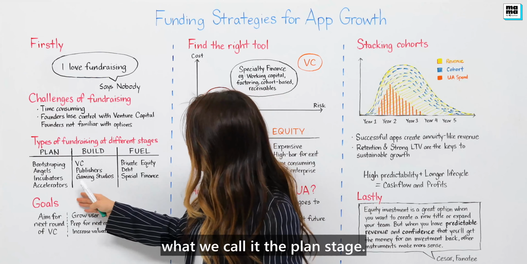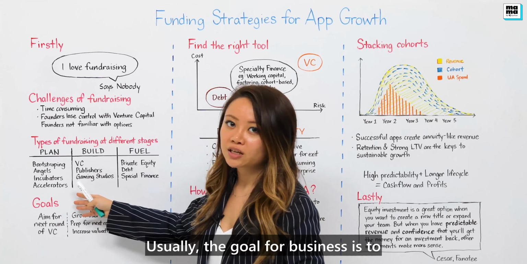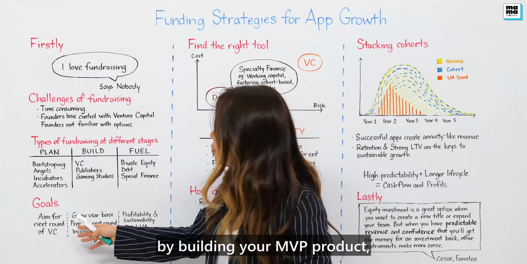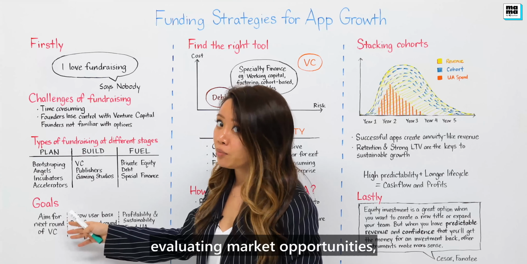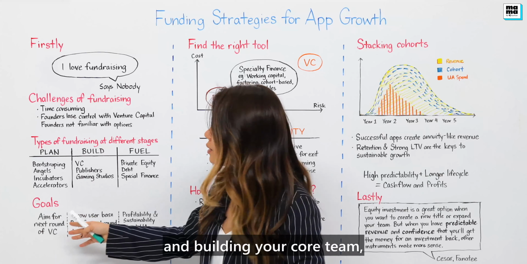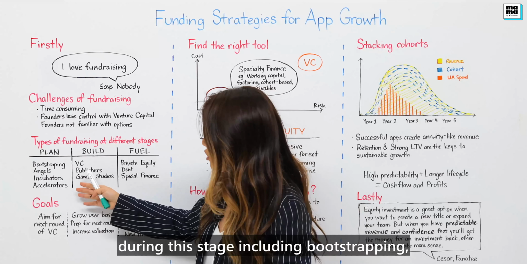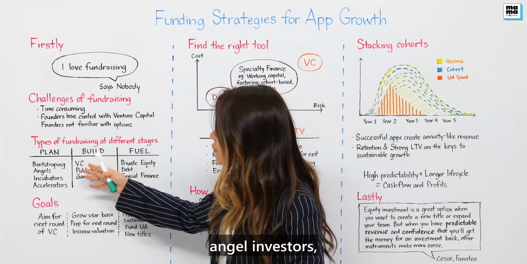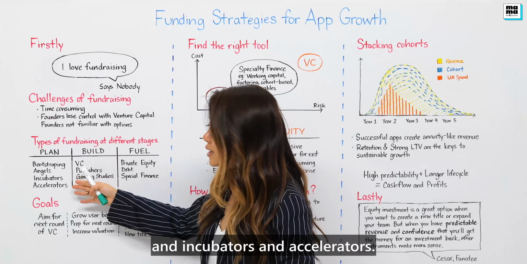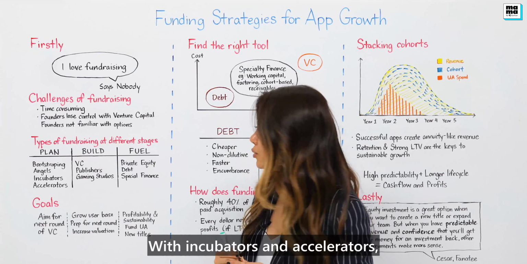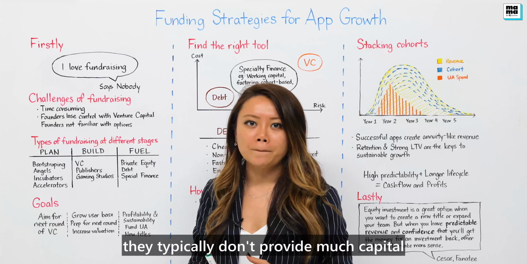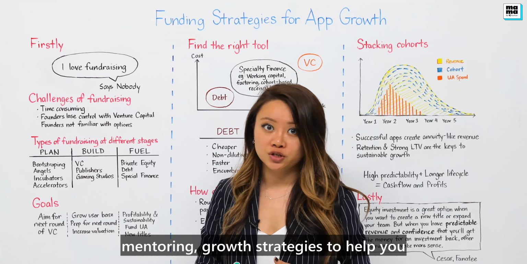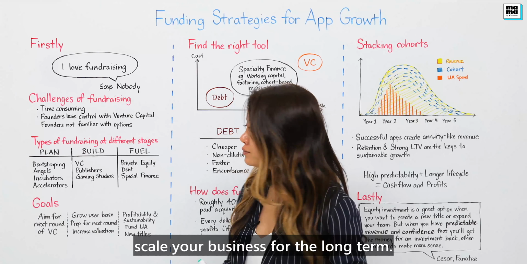At the early stage, what we call the plan stage, usually the goal for the business is to set yourself up for the next round of funding by building your MVP product, evaluating market opportunities, and building your core team. The funding options during this stage include bootstrapping, money from family and friends, angel investors, and incubators and accelerators. Incubators and accelerators typically don't provide much capital, but they can provide education, mentoring, and growth strategies to help you scale your business for the long term.